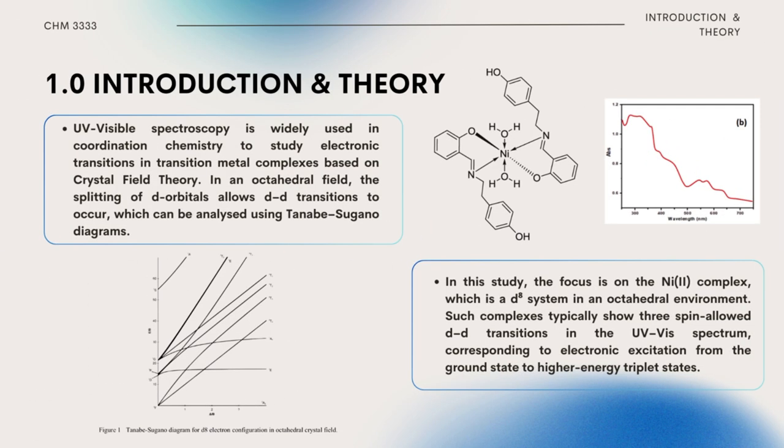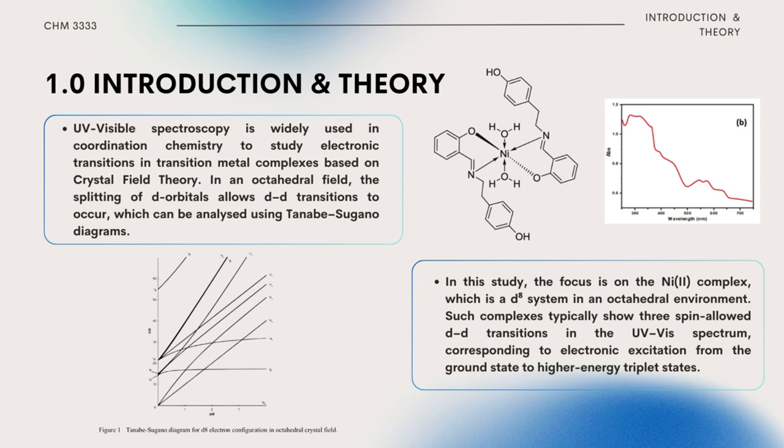In coordination chemistry, the UV visible spectrum is a powerful tool to understand the electronic structure of transition metals. According to crystal field theory, when ligands bind to a metal, they cause the d orbitals to split. In an octahedral field, they split into T2g and Eg levels. The absorption of light that we see in the spectrum is actually the energy required to promote an electron between these split orbitals, known as d-d transitions.